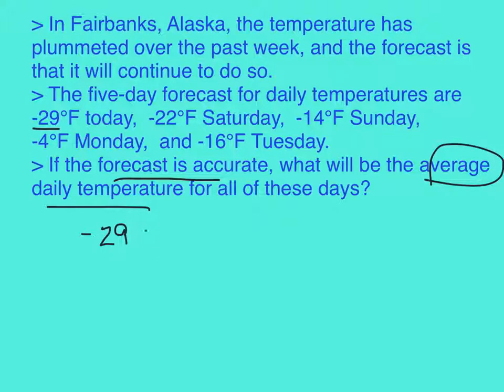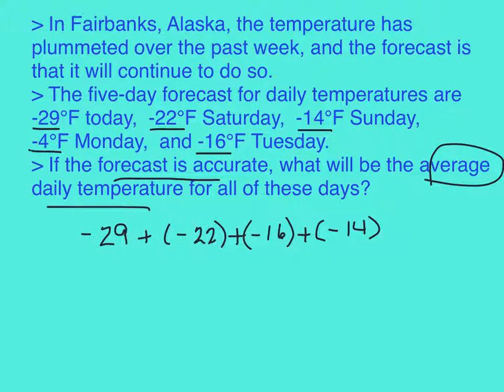I'm going to go ahead and put that because we know we're going to be adding them, plus the next one in order would be negative 22. Remember, we put those in parentheses to separate the negative sign from the addition sign. The next thing would be negative 16. After that, we'll be adding negative 14. And then finally, negative 4.